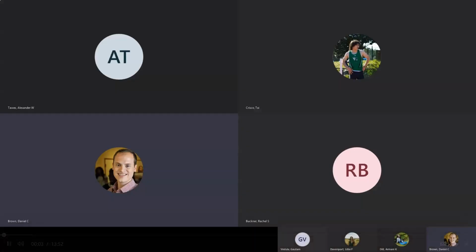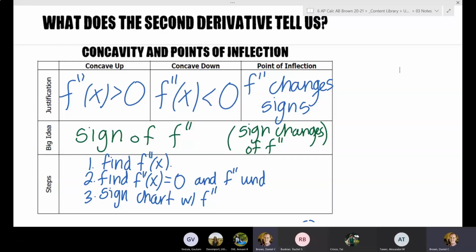We looked at yesterday when we're talking about concavity. We know the function is concave up when the second derivative is positive, concave down when the second derivative is negative. I think the new vocabulary word we did yesterday was this point of inflection, which is going to be where the second derivative changes signs, which implies where the concavity of the original function is changing.